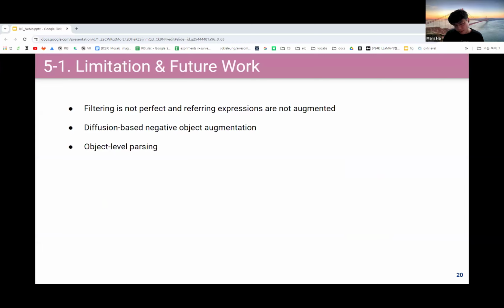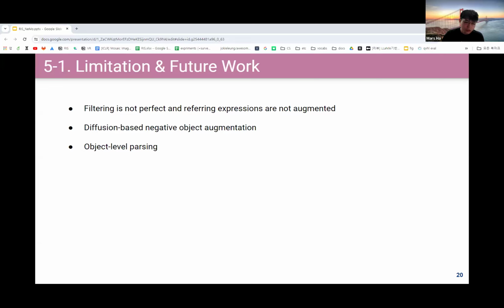And for limitations and future work, I think the filtering is not perfect and cannot prevent every possible false positive or false negative case. Like, will multiple answers exist or not? Or none of the objects can be answered, because the query is on positional words, and there might be multiple cases corresponding to the query, like the rightmost pizza. And plus, the expressions are not augmented. The augmentation works only on the visual parts. So the quality of mosaics is upper bounded by the quality of referring expressions in the given dataset.